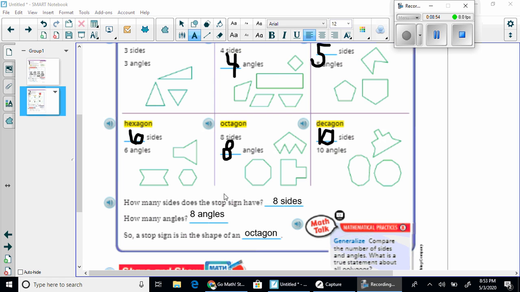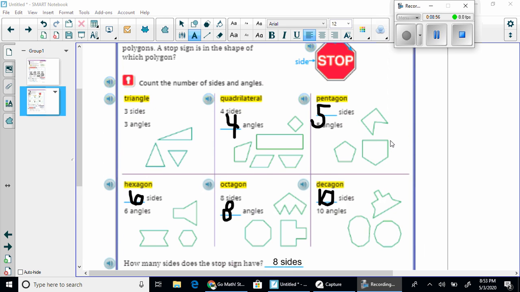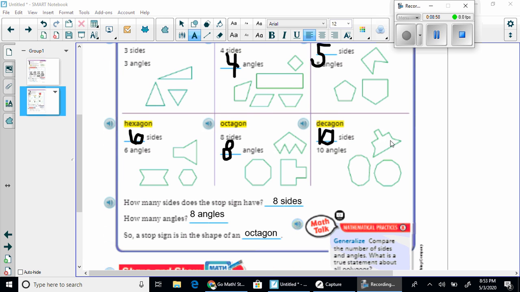All right, so if you looked up above at your stop sign, you know that a stop sign is an octagon and it has 8 sides. So therefore it would have 8 angles. And again, the name of the polygon would be an octagon.